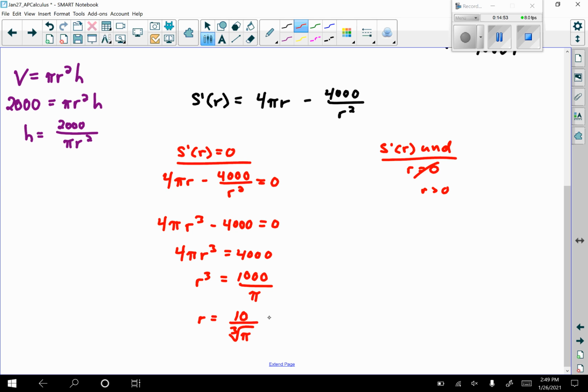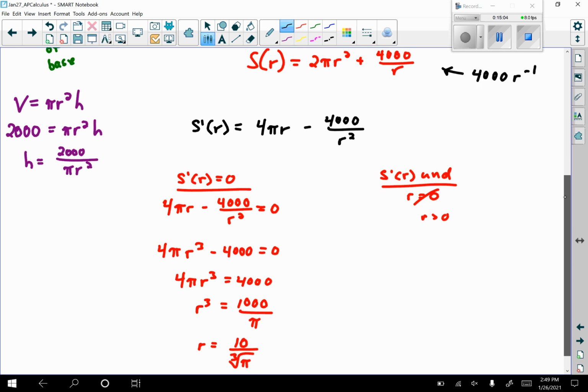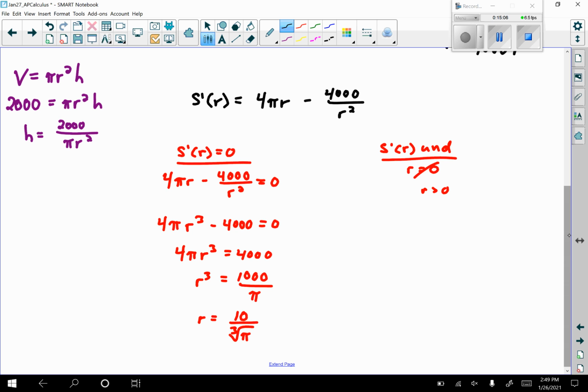All right, so I want you guys to continue with this. I want you to justify. Now we're definitely not on a closed interval here. So let's go through and use the second derivative test for extrema. So you guys go ahead and finish this. We'll go over this tomorrow.